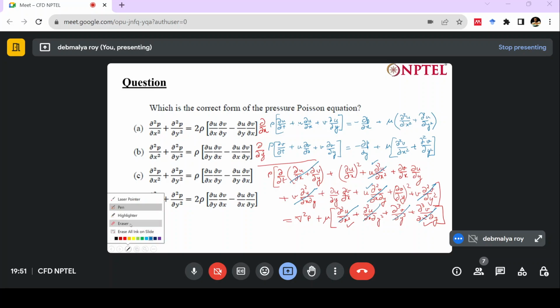What I will do in the next step is, I have this del u del x whole square and del v del y whole square. I will try to complete a square term out of this. Because if I can complete a square, I can eliminate that, right? Because del u del x plus del v del y again will be equal to 0.